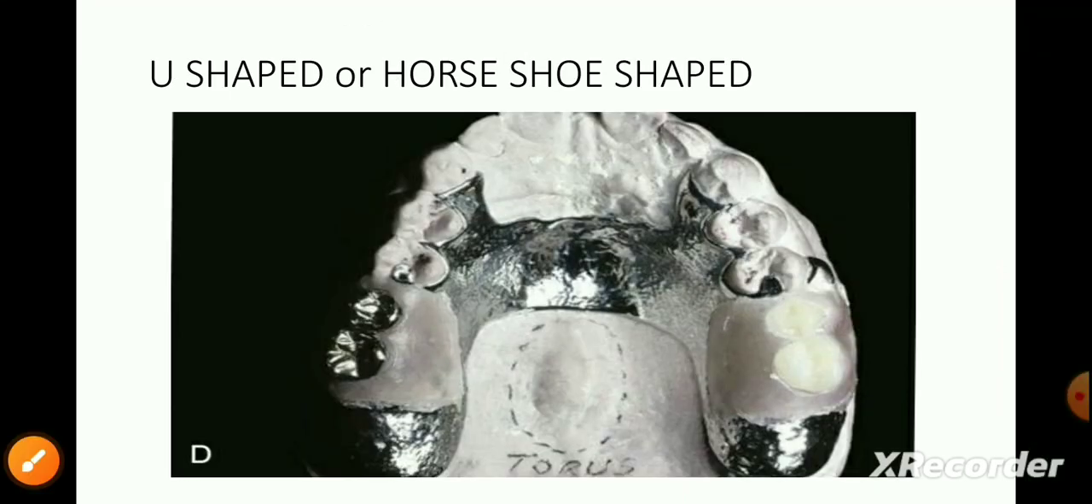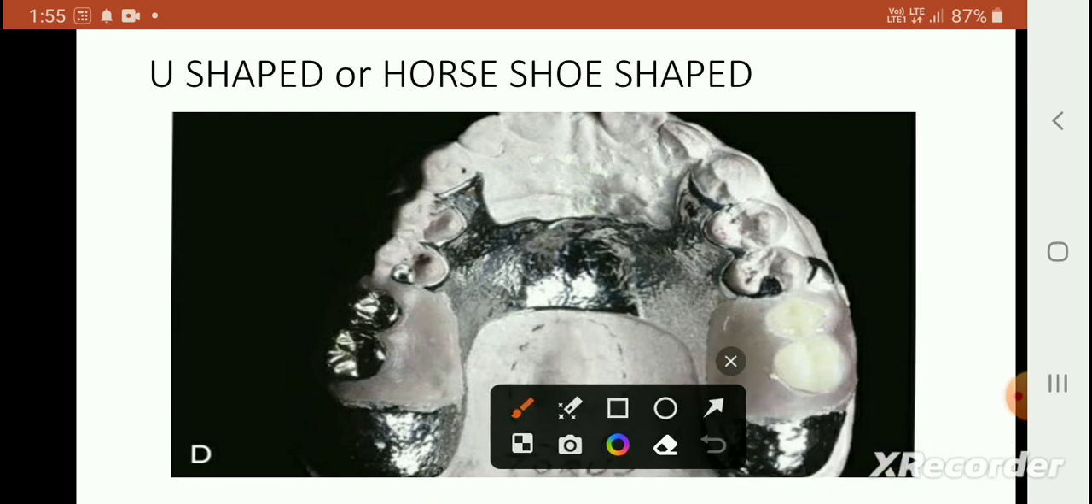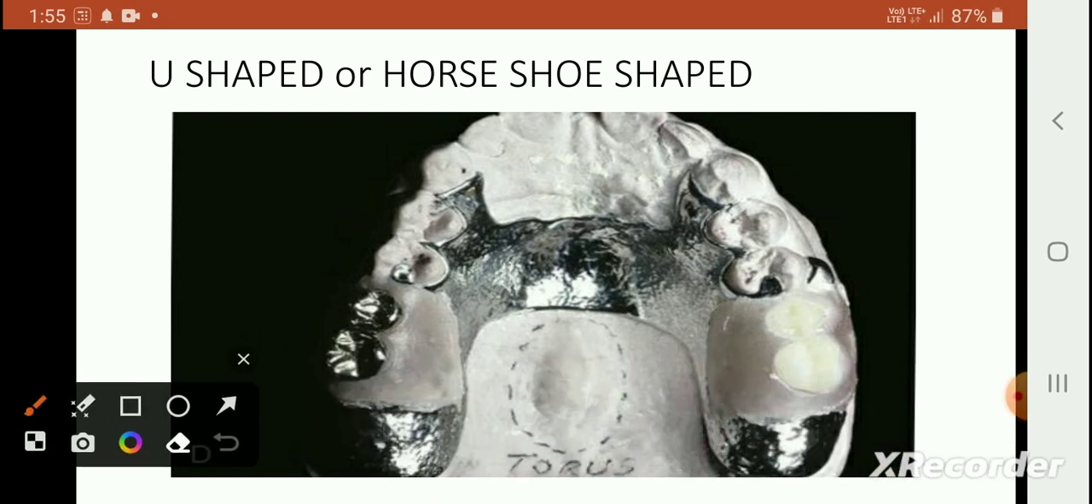So next one is the U-shaped or horseshoe shaped. This is the picture of the U-shaped or horseshoe shaped arrangement, and this is the least desirable palatal major connector. Why is it least desirable? Because it lacks rigidity, and because of its increased flexibility, we don't consider this type of arrangement. This arrangement is considered only in one case, when there is presence of inoperable tori.